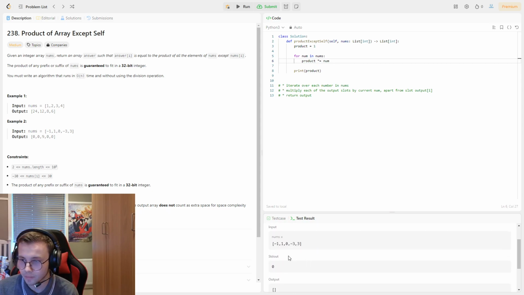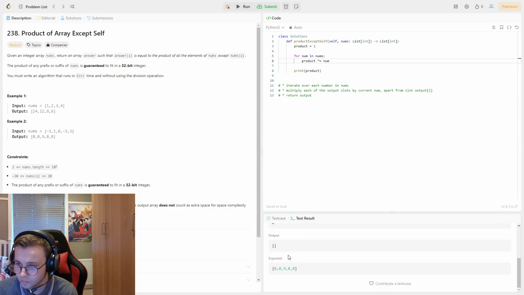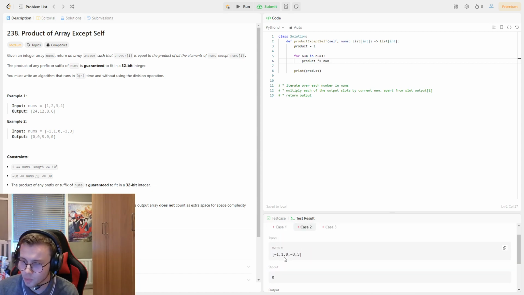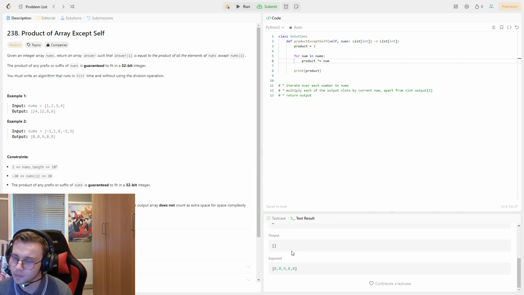For here we get 0 for some reason. Negative 1 times 1 is 1. No, negative 1 times 1 is negative 1. Negative 1 times 1, still negative 1. Negative 1 times 0 is 0. 0 times negative 3 is 3. And then 3 times 0 is 0. So that's why you get that. So that wouldn't even work. You can't even find the product of all of them.